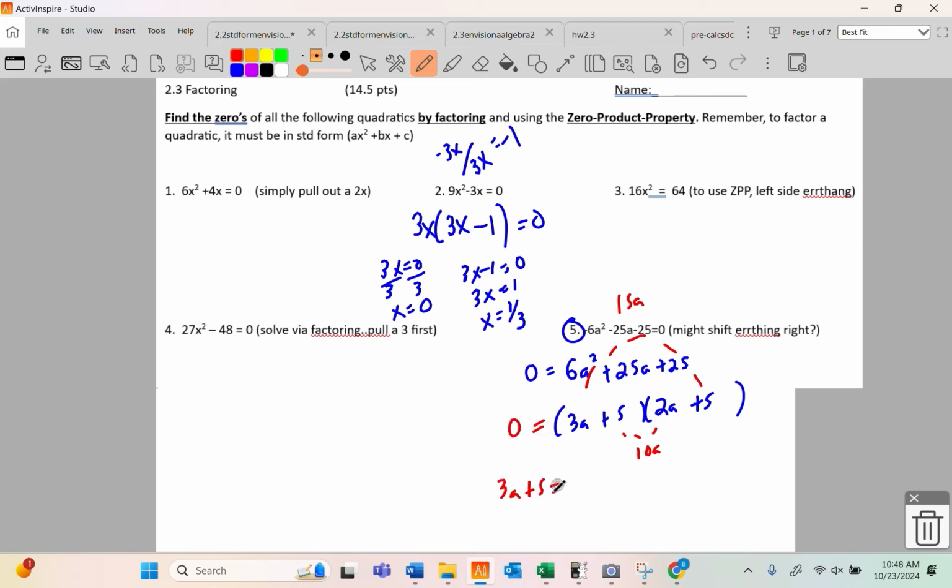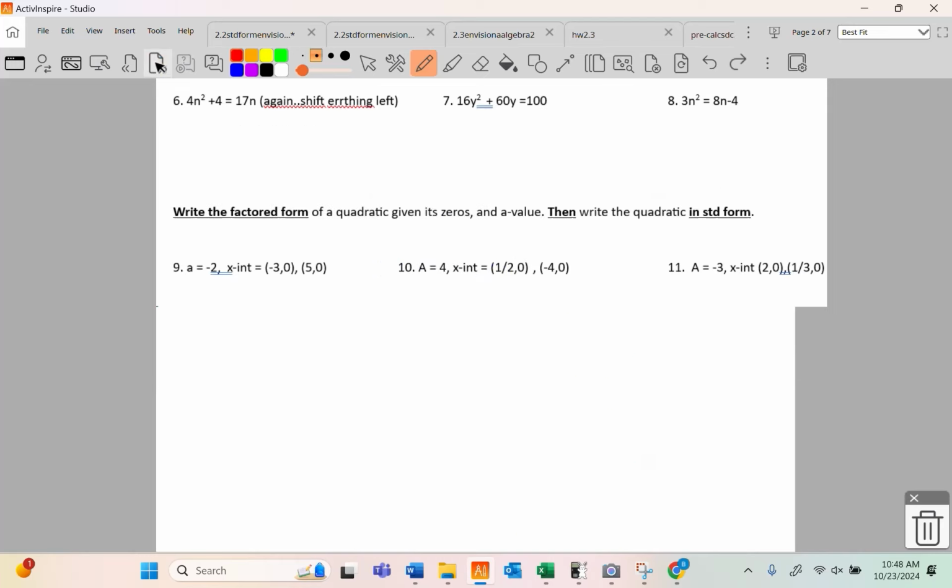3a plus 5 is 0, or 2a plus 5 is 0. And you ought to be able to do these in your head. Make it negative, divide by 3, negative 5 thirds, or negative 5 halves. One of the two. Those are your zeros, your roots, your x-intercepts.